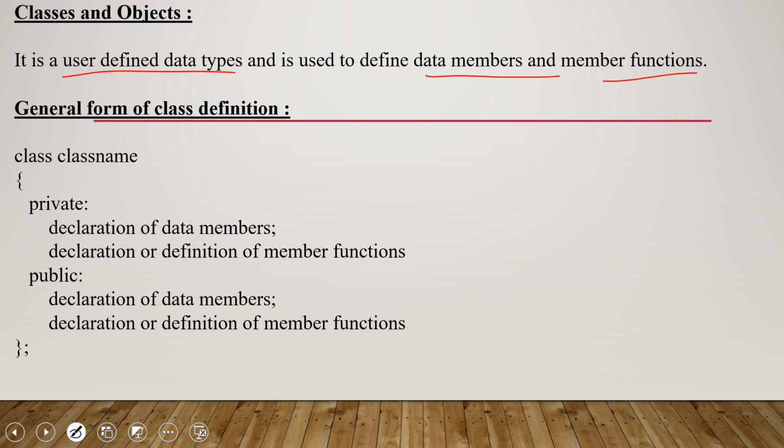So in the class we can declare data members and member functions either in public, private, and one more is there, protected. How are we defining this class? The general structure is like this.